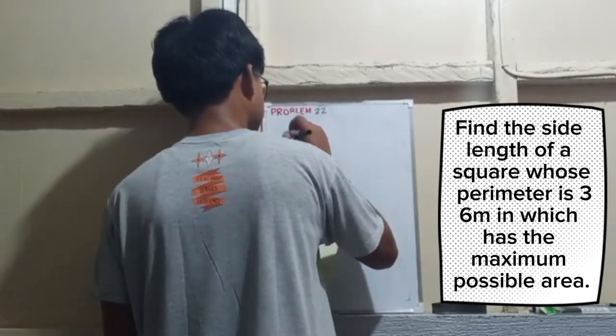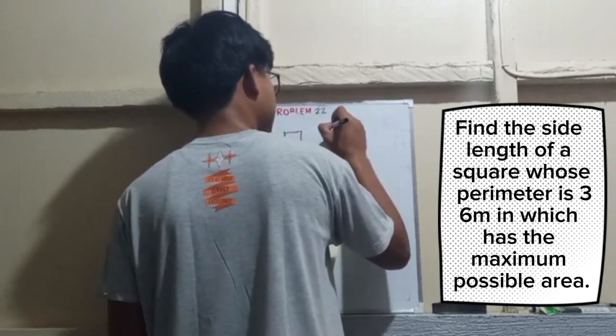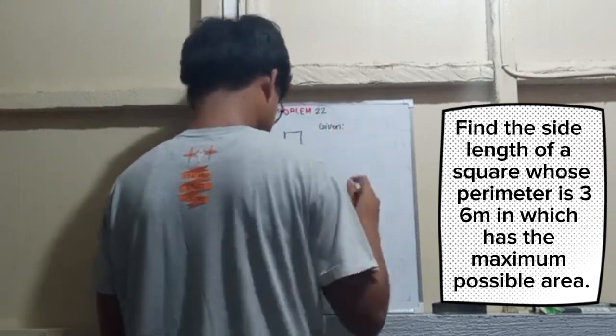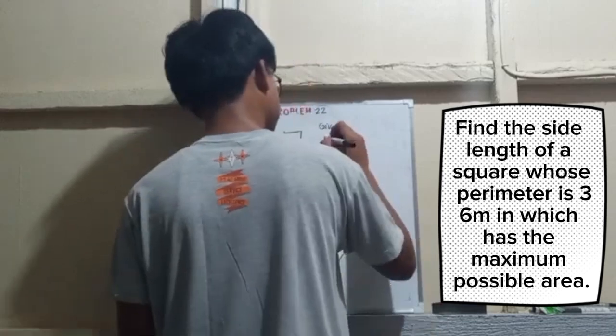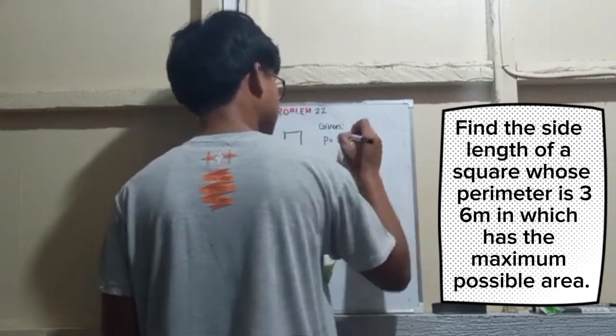Then we'll identify the given in the problem. So the only given is the perimeter of the square, which is 36 meters.